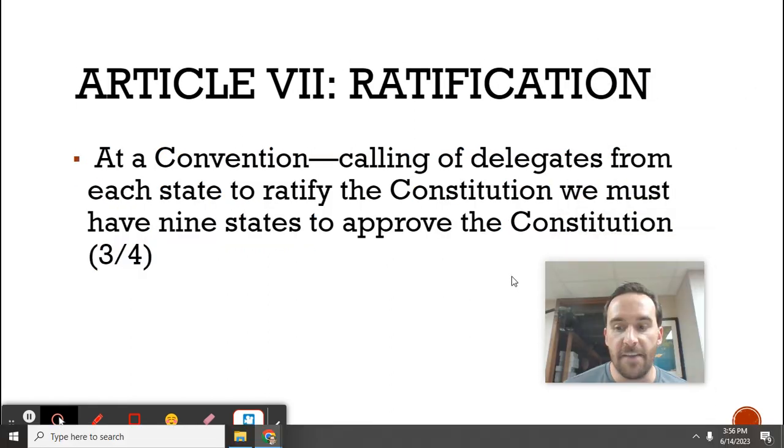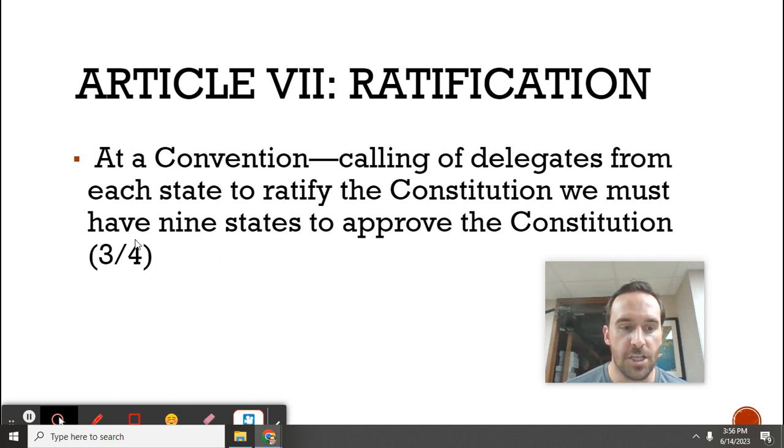Last one, Article 7 is all about passing the Constitution. So this is one we really don't think about too much. It was only ever used the one time, and it said that 3/4 of the original 13 states had to approve the Constitution in order to put the Constitution in effect.